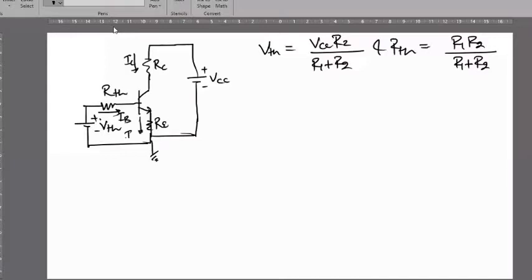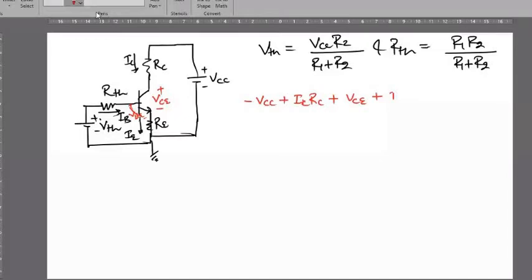Yes. So in the first loop I can apply KVL: minus VCC plus IC RC plus VCE plus IE RE equals 0. You remember that. This is equation number 1.